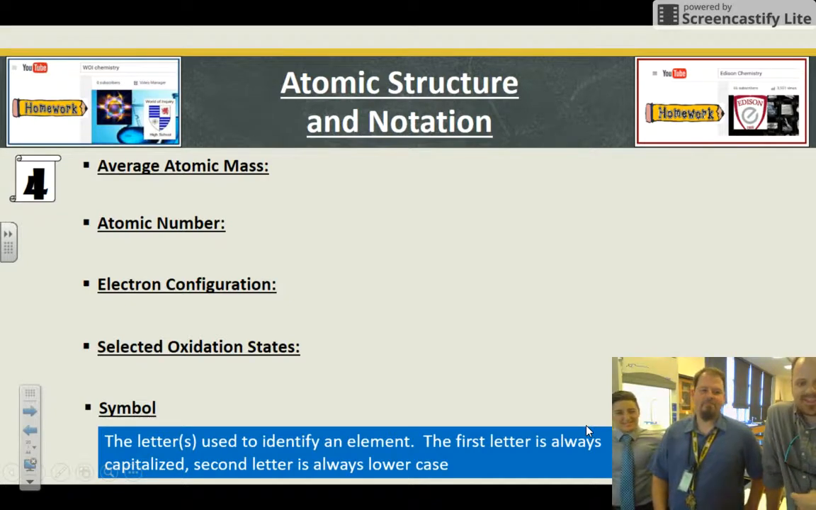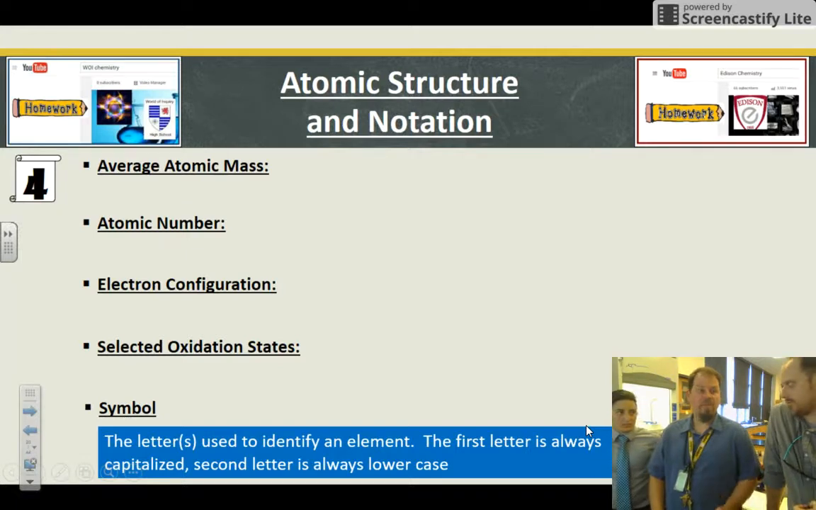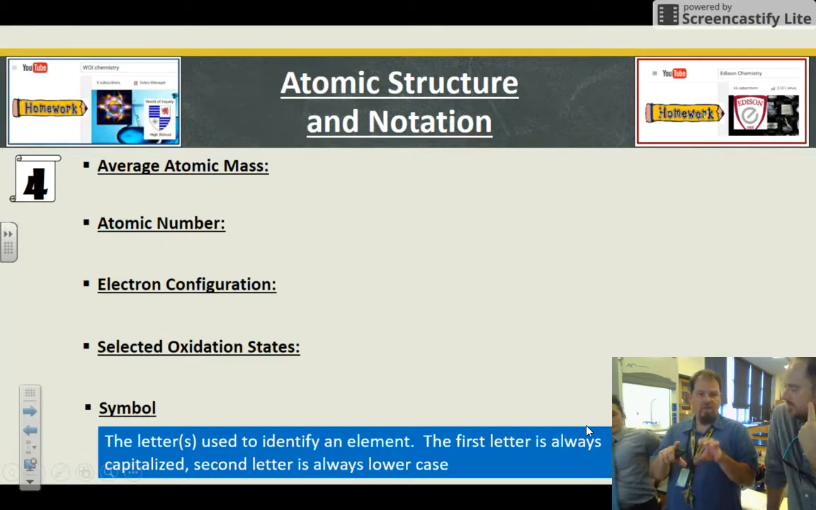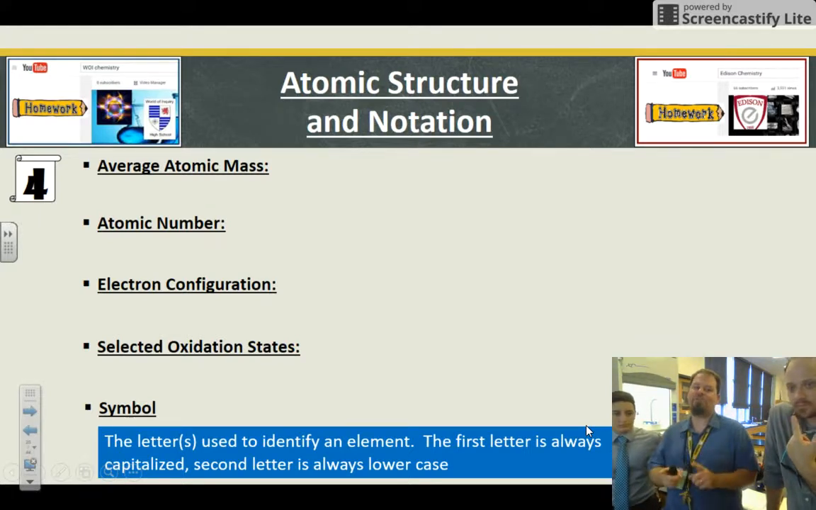Got the symbol, that's the letter that identifies the element. The first letter is going to be capital. It's only going to be 1 capital for each element. The second letter, if there is one, is going to be lowercase. Always. And so what we didn't say here is if there's 2 capital letters, that tells us there's got to be 2 atoms present.